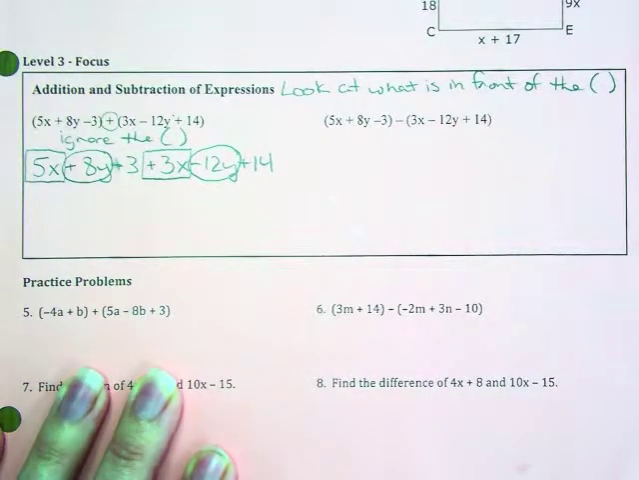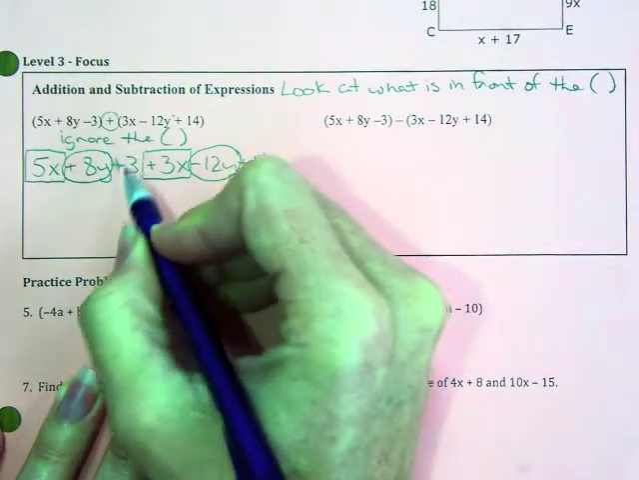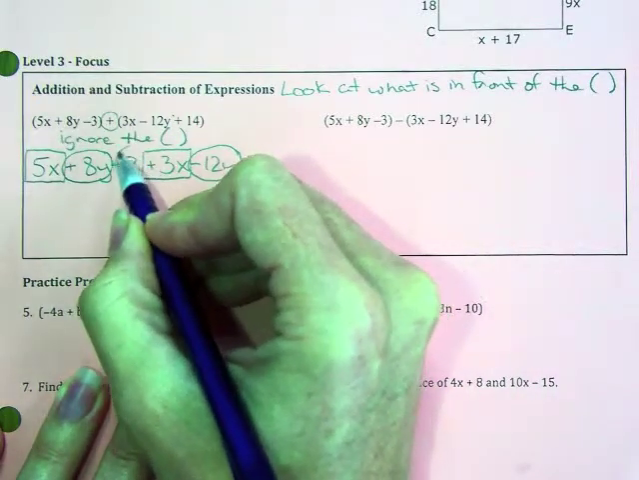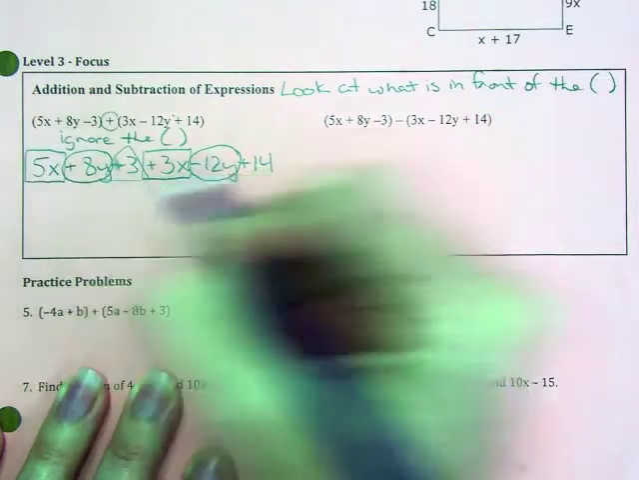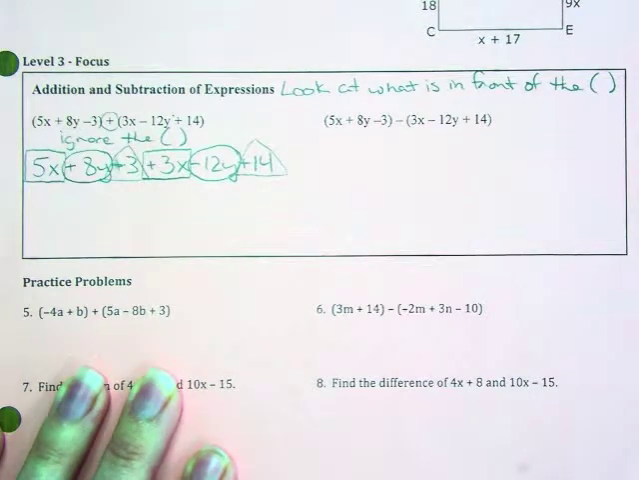We have a third set. We have constants. We have this minus 3. I'm going to try and draw a triangle around it. The triangles are trickier to get the symbol in, but go ahead and try and do that. Draw triangles to mark those like terms.